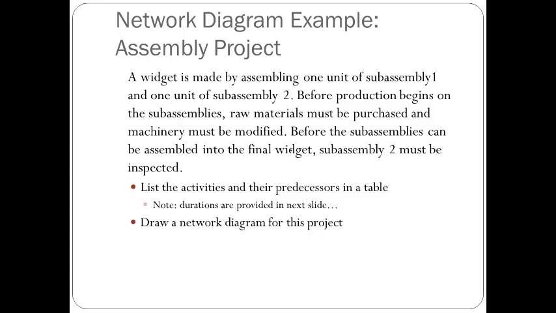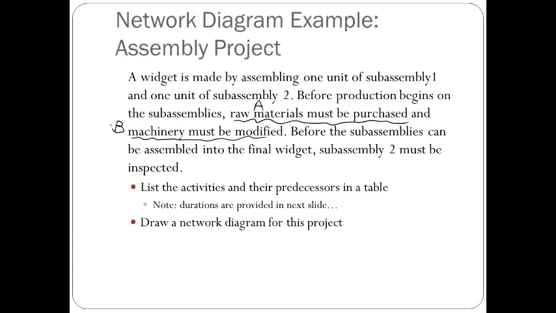Which ones are the first activities? Buy material, okay. The raw material must be purchased, right? So I'll name this activity A. And machinery must be modified. So these are two parallel ones, A, B.